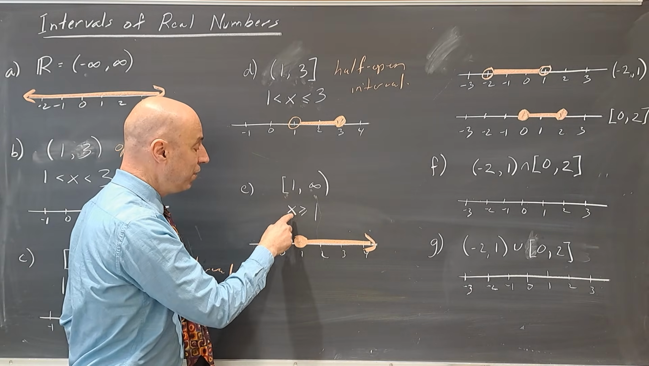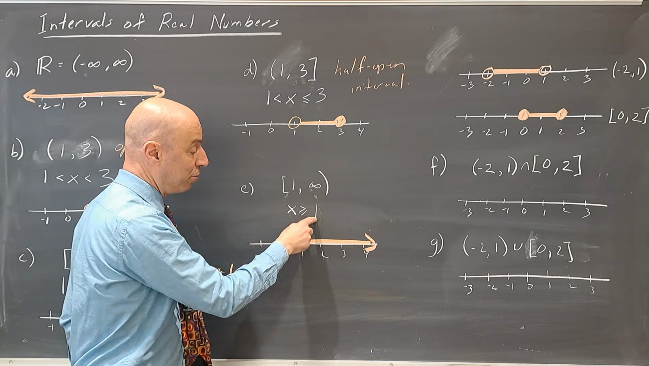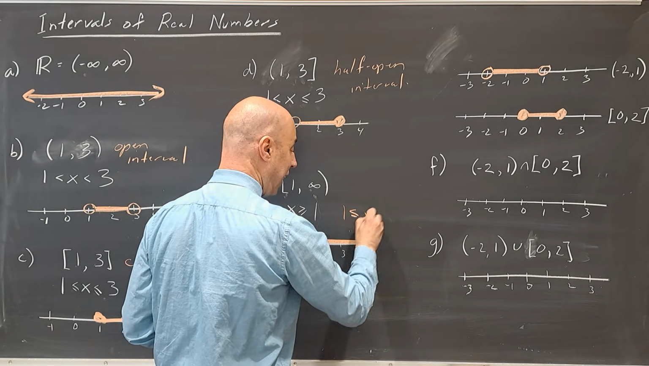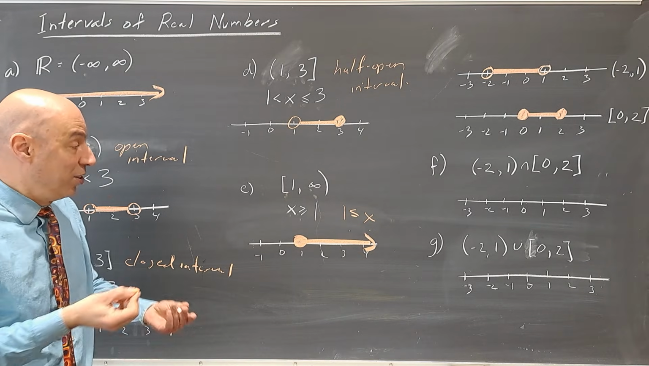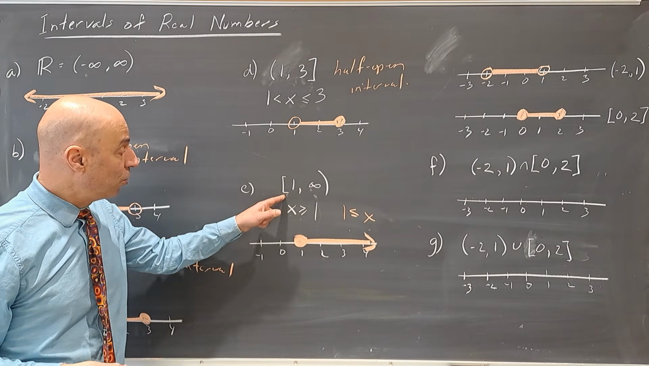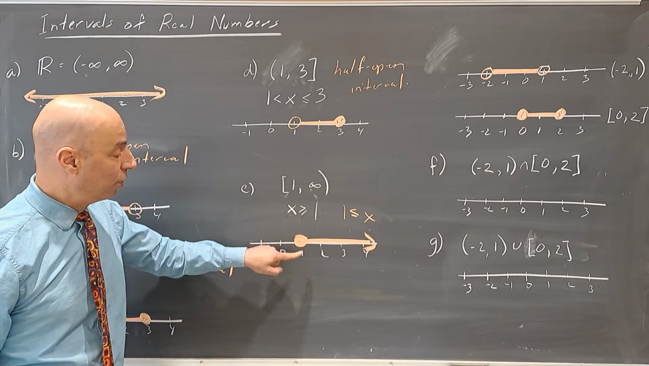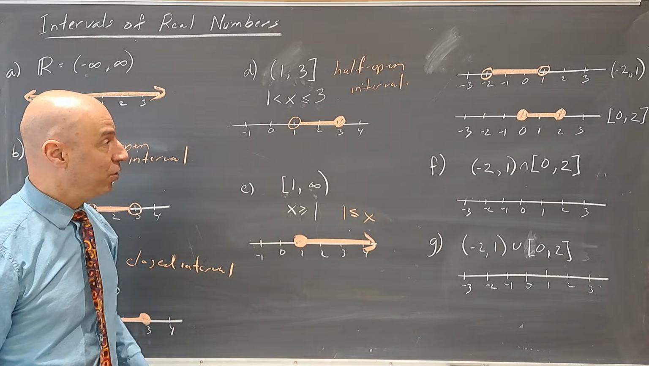So 1 to infinity, we could write this as x is greater than or equal to 1, or you could just as well write it as 1 is less than or equal to x. That would mean exactly the same thing. X is bigger than 1. And we put a closed circle at 1 because this is a square bracket, greater than or equal to, and we shaded everything to the right.